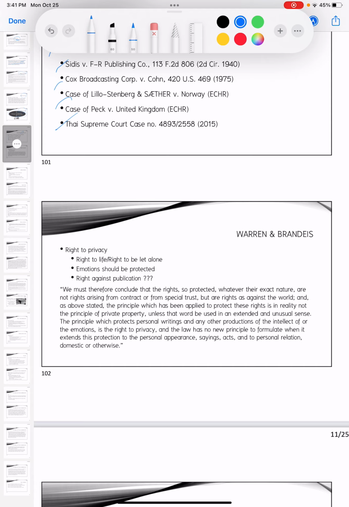So what they wrote there: we must therefore conclude that the rights so protected, whatever the exact nature, are not rights arising from contract or from special trust, but are rights as against the world. And as above stated, the principle which has been applied to protect these rights is in reality not the principle of private property, unless that word be used in an extended and unusual sense. The principle which protects personal writings and any other production of the intellect or of the emotions is the right to privacy.